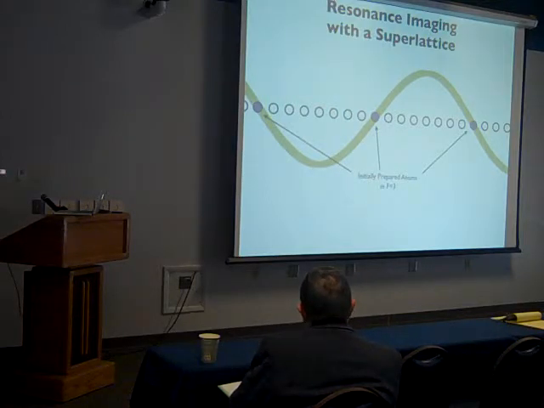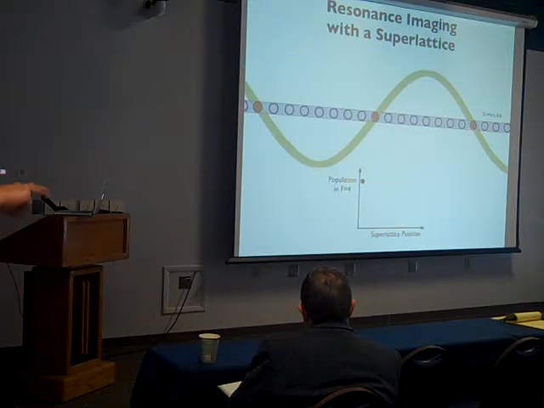I can image them using the same trick. What I can do is I can leave this long period standing wave in place, or the superlattice as we sometimes call it, and apply a second pi pulse and measure how many made it from f equals 3 back into f equals 4, and I can plot that number.